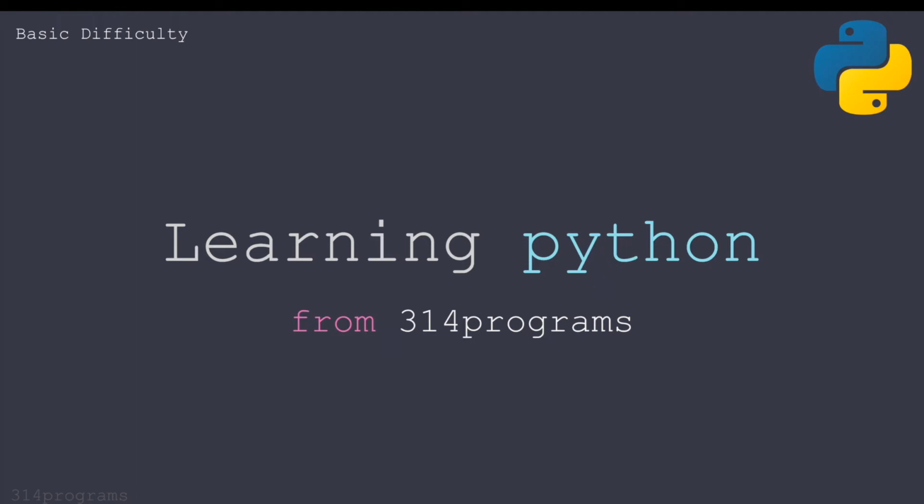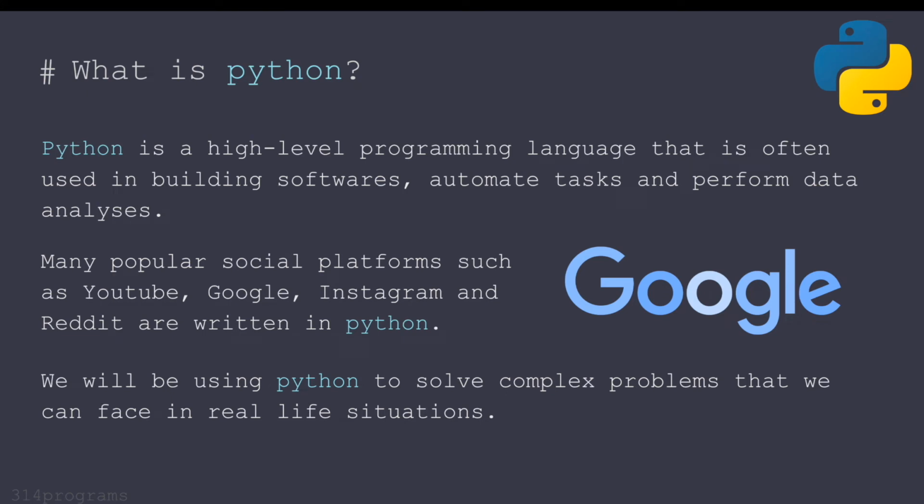Learning Python. Basic difficulty. You might be wondering, what is Python? It is a high-level programming language that is often used in building software, automating tasks, and performing data analysis. A high-level language is friendly for humans, while a low-level programming language is friendly for machines. Many popular social platforms such as YouTube, Google, Instagram, and Reddit are written in Python.